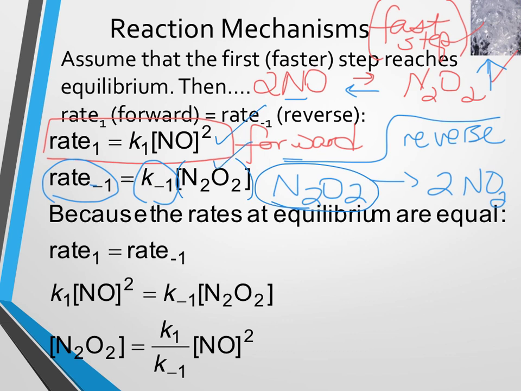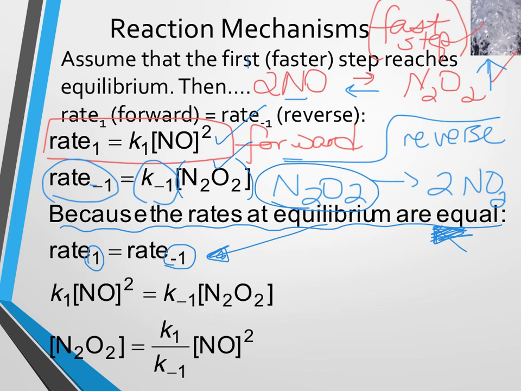Because, and you may not have learned this, but it's very, very important. It's actually also a lead into chapter 14, our next chapter. Because the rates at equilibrium are equal, that means the rate of the forward reaction is equal to the rate of the reverse reaction. That is the definition of equilibrium.